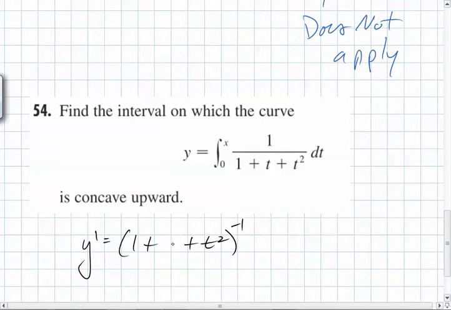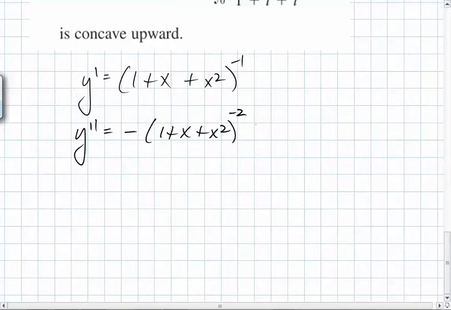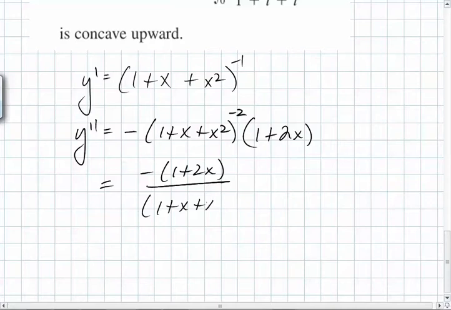Okay, so now we take the derivative using the chain rule. So y double prime is going to be what? Negative 1 plus x squared times, to the what power? Yeah, exactly. What does that simplify to? Negative 1 plus 2x over (1 plus x squared) squared. And we want to know when that is what?